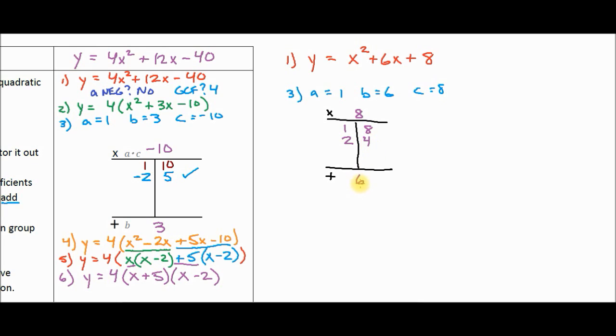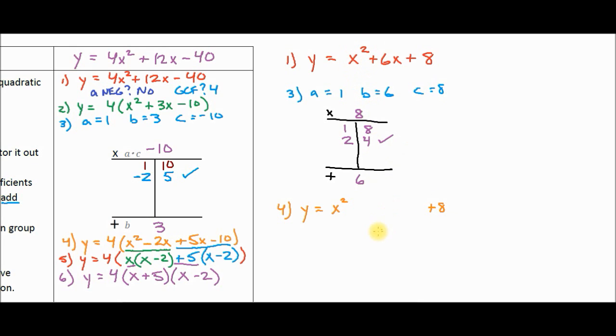2 plus 4 gives us 6. We just found our combination. So 2 and 4 are the numbers we're going to use. So now in step number 4, here's what we do. We will write our original equation, y equals, the squared term stays the same, x squared, and the constant term on the end stays the same, plus 8.